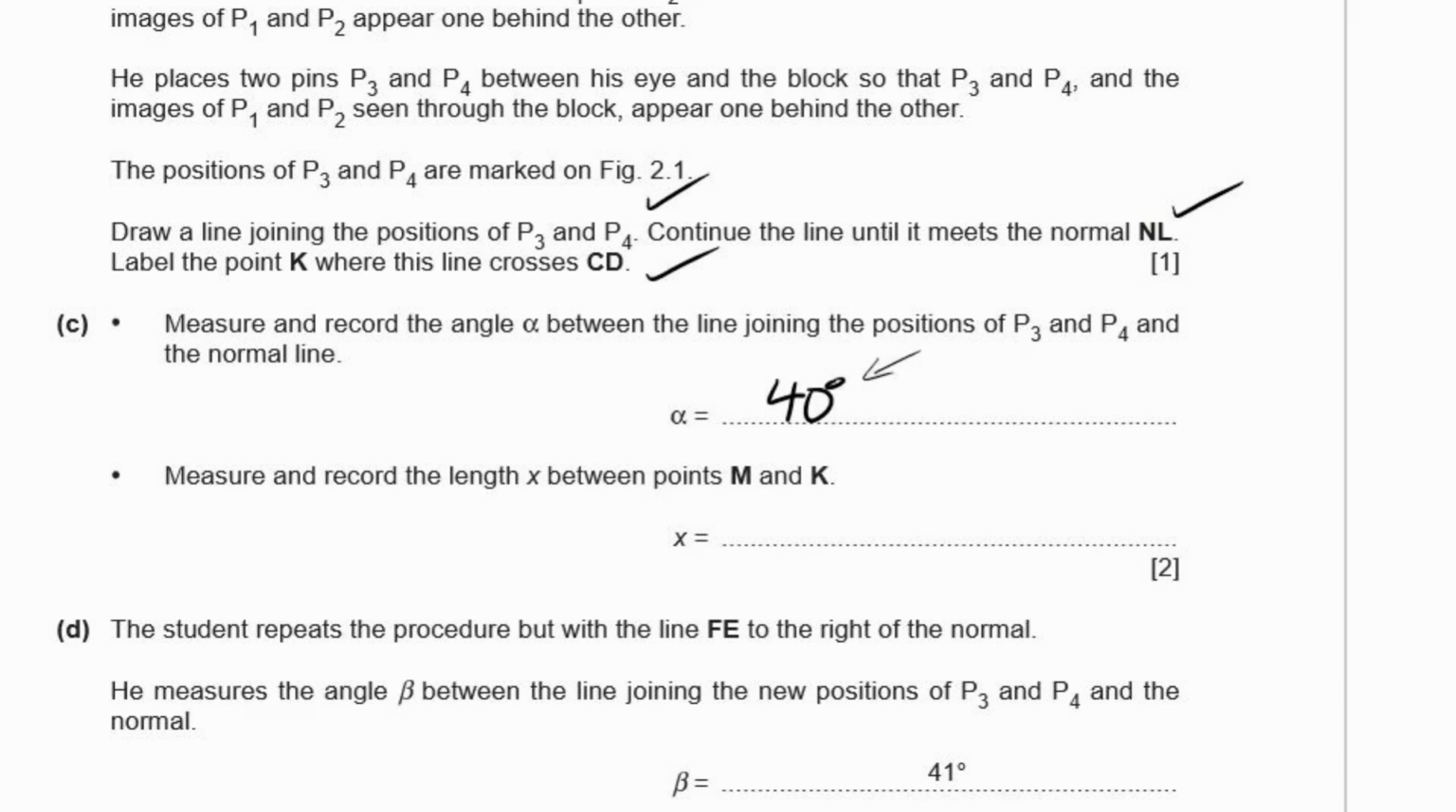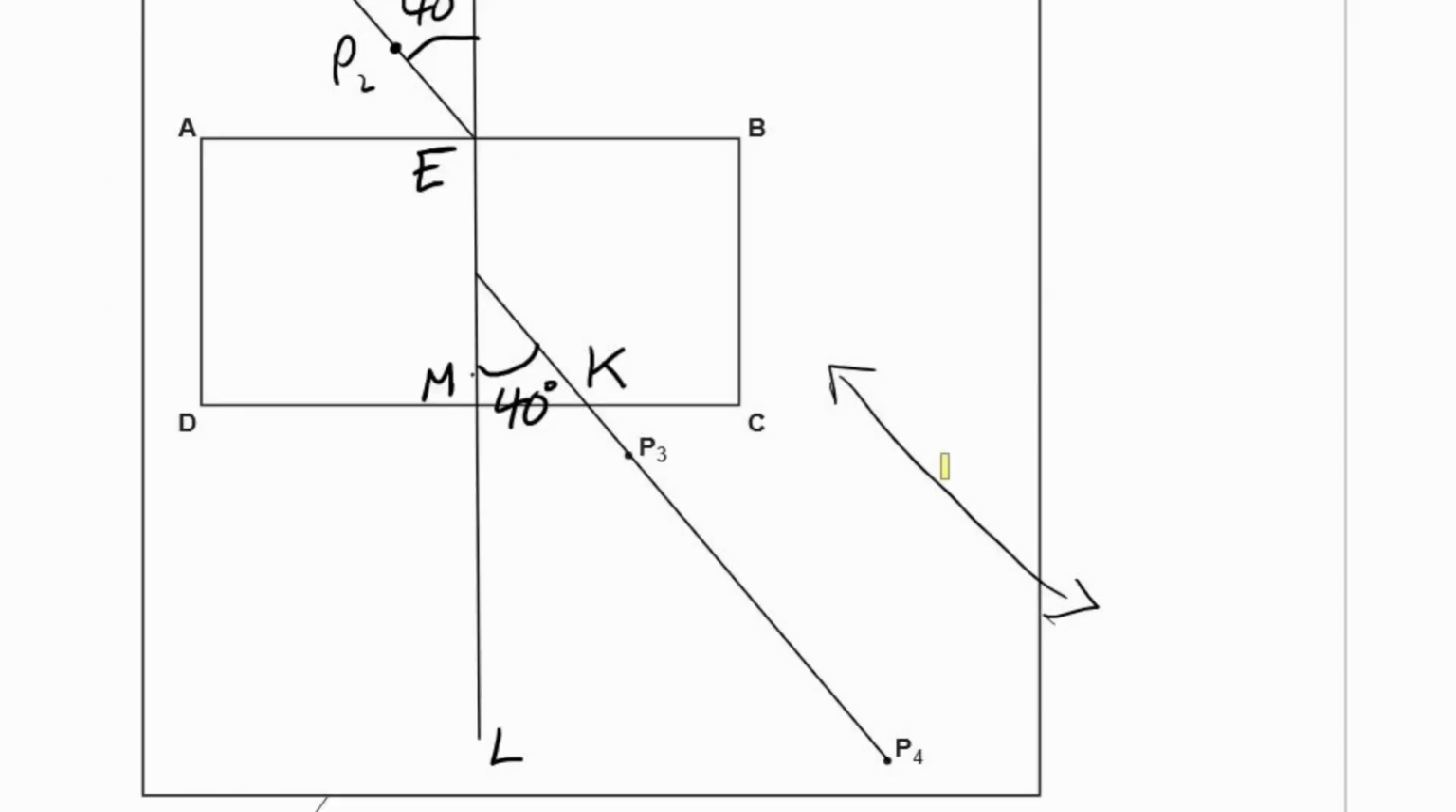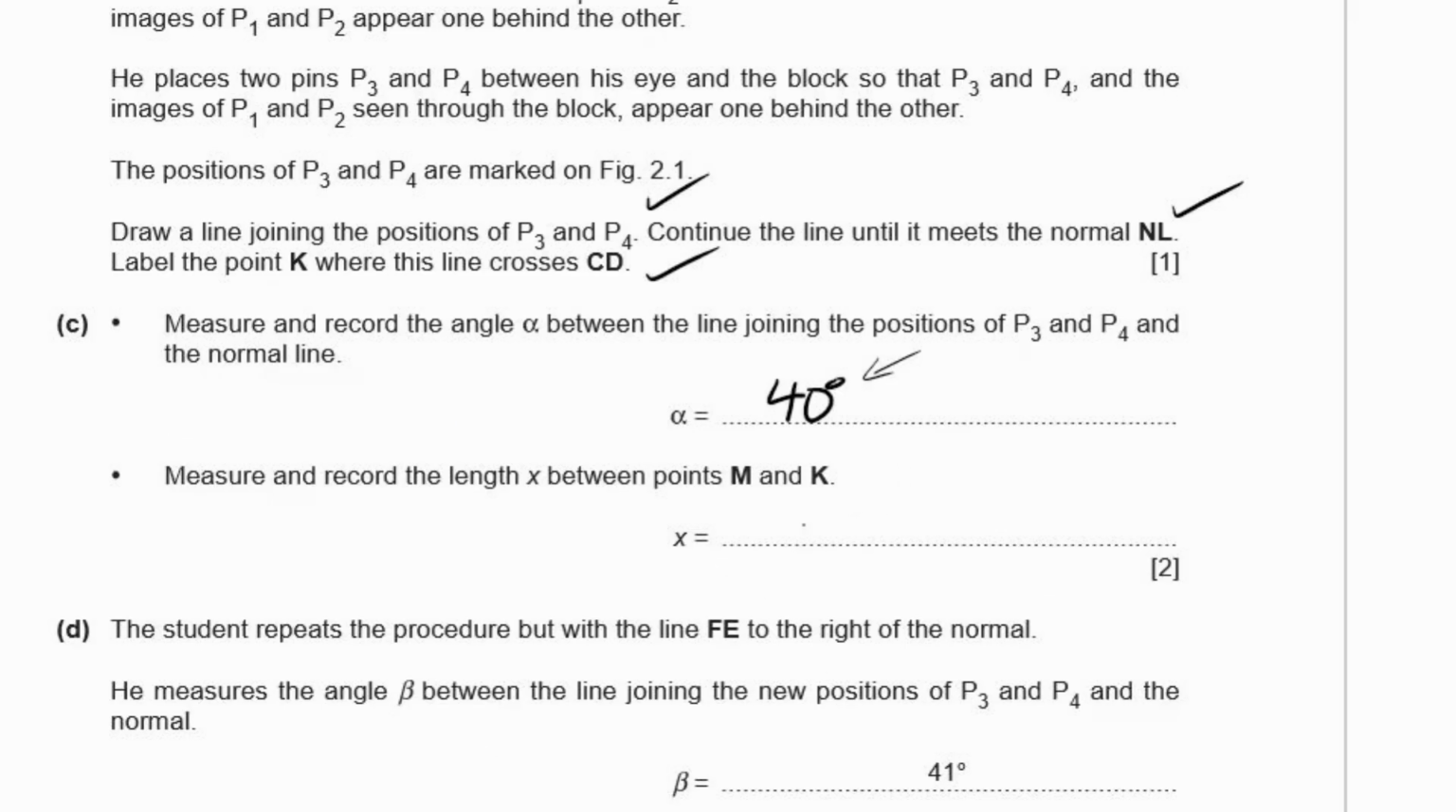Next part, measure and record the length x between the points M and K. Right, so we're being asked to measure this length here, between there and there. Now, when I did that, I get the value of 15 millimeters. Don't worry if your value's out slightly there, because you're probably going to be doing this on a piece of paper you've printed out. So the mark scheme in the back says 17 millimeters plus or minus 2 millimeters. So I would get a mark there.